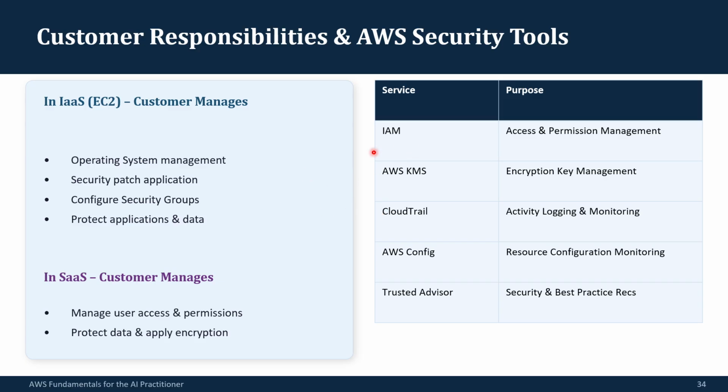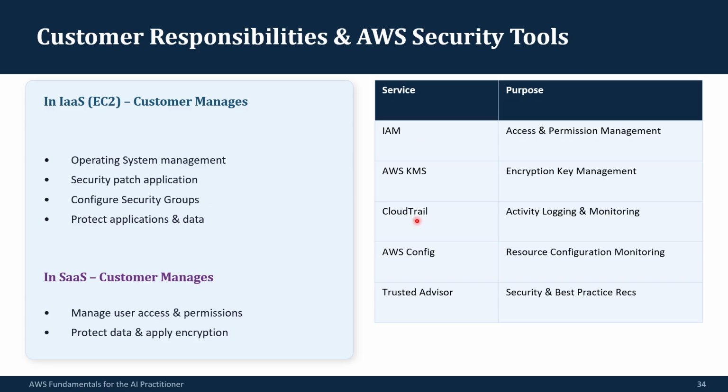In the customer responsibility, for an infrastructure as a service instance, for example, the customer manages the operating system. Like I said, security patches: you need IT people for managing these things. Configure security groups, protect applications and data. All these things will be managed by the customer. And for SaaS, manage the user access and permissions, protect data, and apply encryption.